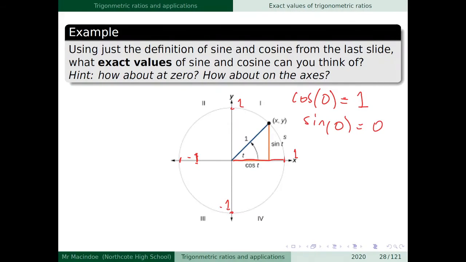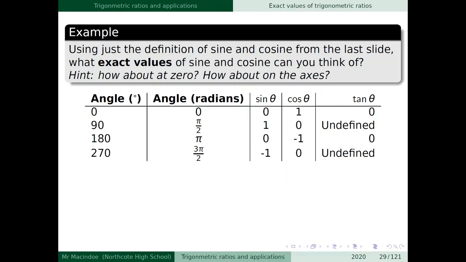Then as we keep going around, once we're up at 90, we've actually just reversed those. So we're at 90 degrees or pi on 2 radians. So the x value is 0, and the y value is 1. So cos of 90 is 0, and sine of 90 is 1. So you could just do that for all of those easy ones where you go to the intercepts. So 0, 90, 180, 270, and then when you get to 360, you're back up here at 0.